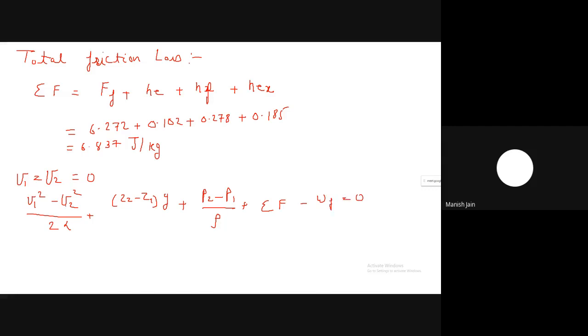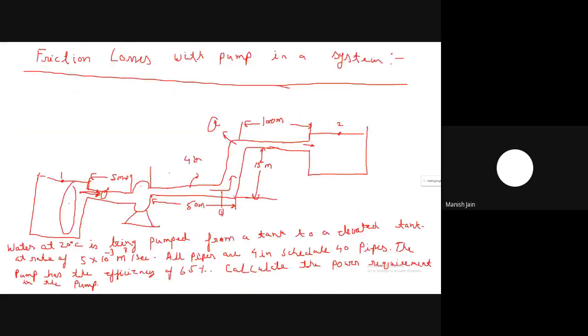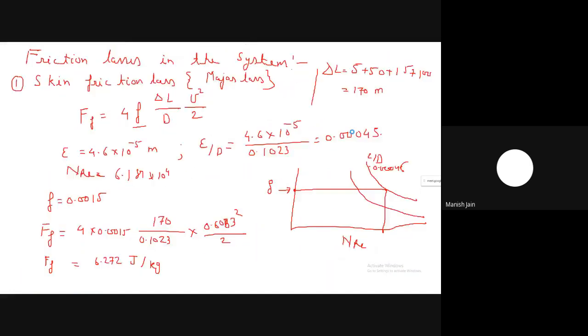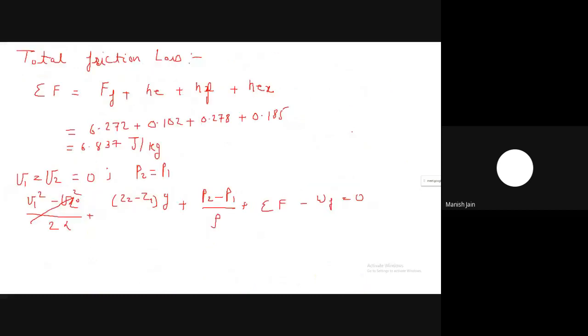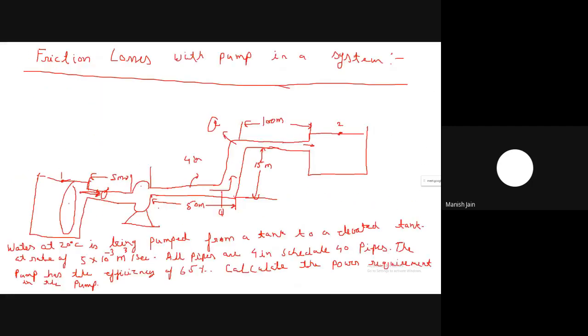Now this value is the difference in the kinetic energy, that will be equal to 0 because V2 equals V1. Similarly, P2 equals P1 because both points are at atmospheric pressure. So pressures are equal at these two points, so P2 minus P1 equal to 0. Z2 minus Z1 is given here as 15 meter, so you can use the 15 meter.